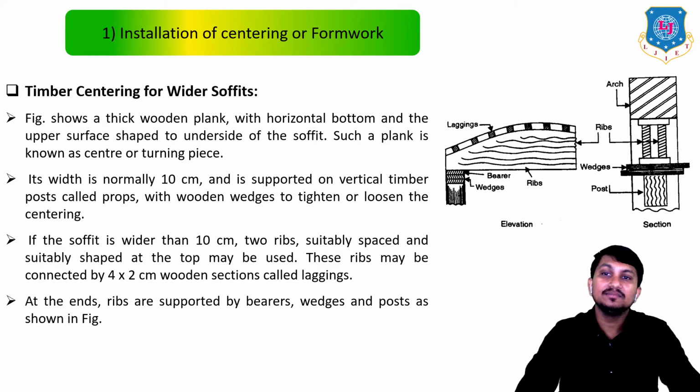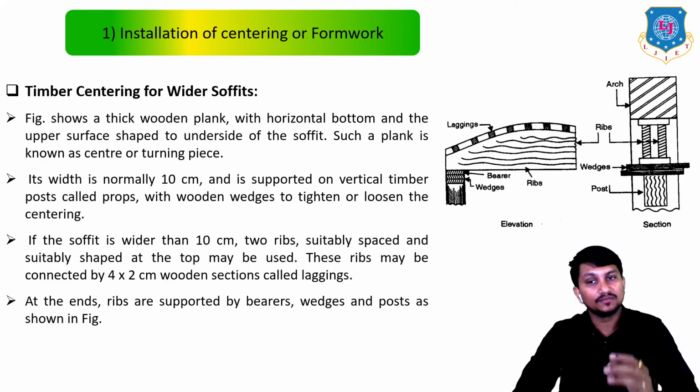Now let's see timber centering for wider soffits. This figure shows the thicker wooden plank with horizontal bottom and the upper surface shaped to the underside of the soffit. Such a plank is known as center or turning piece. Its width is normally 10 cm and it is supported on vertical timber posts called props with wooden wedges to tighten or loosen the centerings.